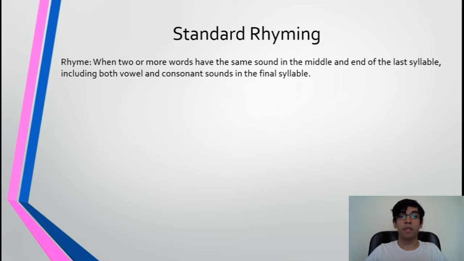So standard rhyme is when two or more words have the same sound in the middle and end of the last syllable, including both vowel and consonant sounds in that final syllable. So if you're an English speaker, you'll probably know how regular rhyming works. But essentially the important bit about it is that there are two or more words, and at the end of these words, you've got the same vowel and the same consonant sound.